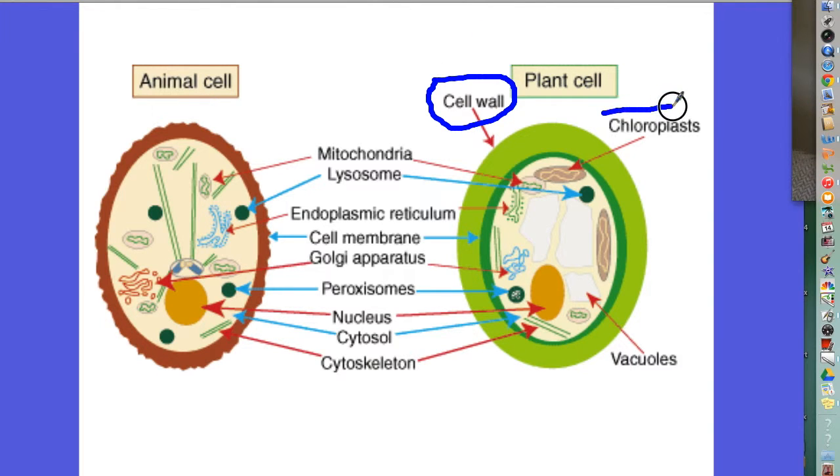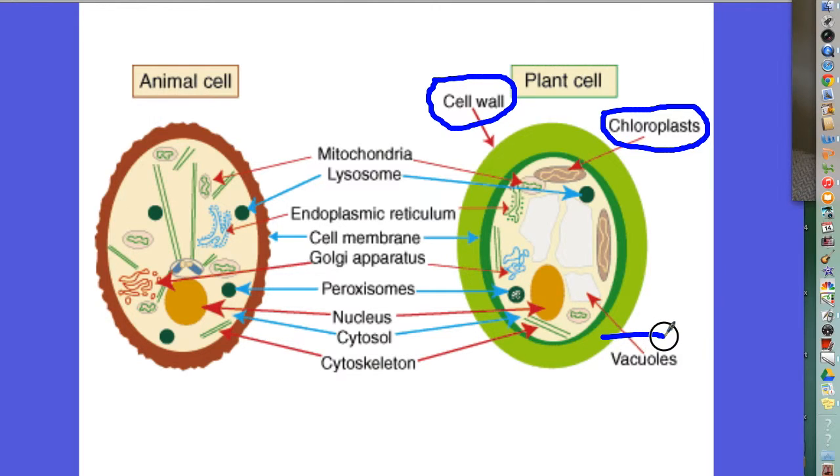The second structure we only find in plant cells are chloroplasts. That's because plants are producers. They're able to take energy from the sun, combine it with carbon dioxide and water, and create sugars, which is the food that all cells need. And so they have chloroplasts containing chlorophyll that do that.